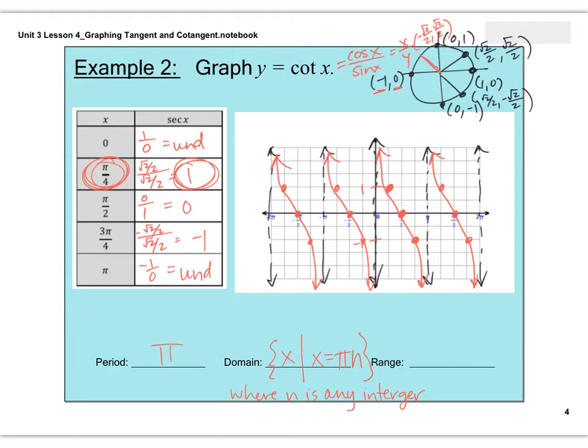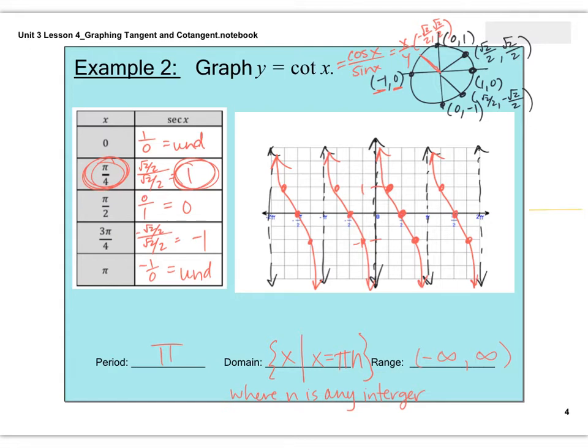What's the range? How far up and down can it go? Well, it can go forever down and forever up. So the range is from negative infinity to infinity. So remember what this looks like. It kind of starts on the left and curves its way down to the right. That's opposite of what the tangent graph looked like.